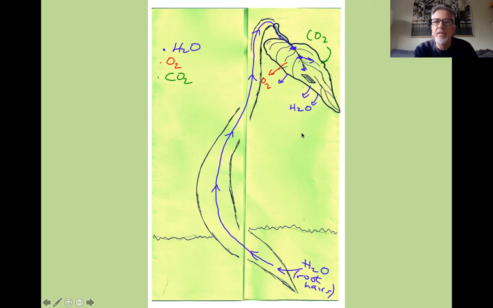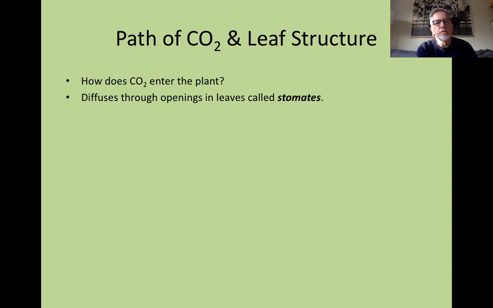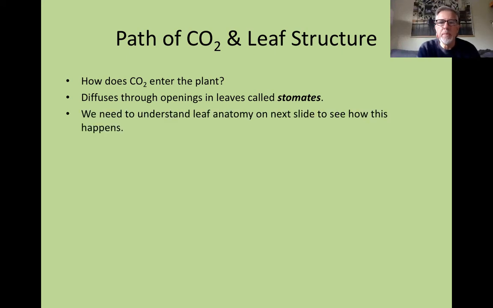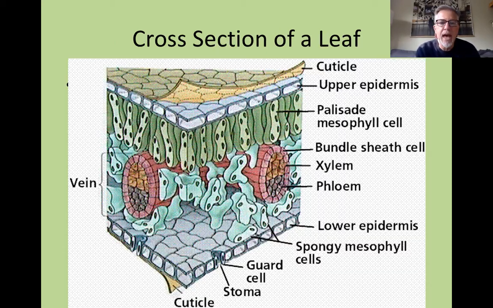Let's also look at how the gases move. We'll start with carbon dioxide. It is in the atmosphere and it flows through small openings in the underside of the leaf, and then it diffuses to the cells that have chloroplasts. Similarly, the oxygen that is produced in chloroplasts diffuses outwards, and we'll take more of a look at this in a second. So the CO2 enters the plant through small openings in the leaf called stomates. We need to understand leaf anatomy, which I'll show you on the next slide, to see how this happens.